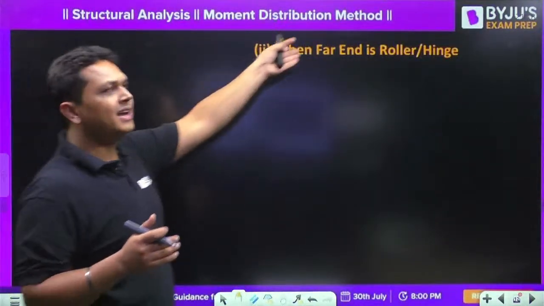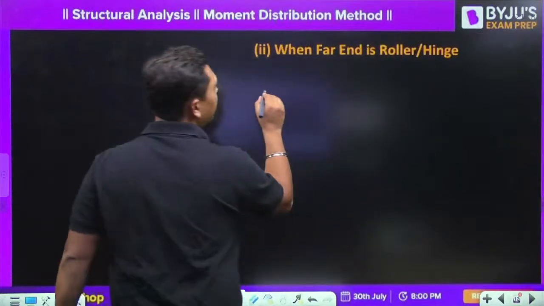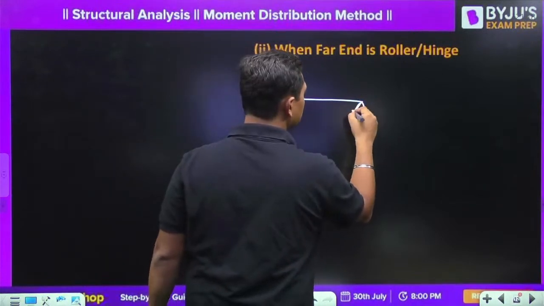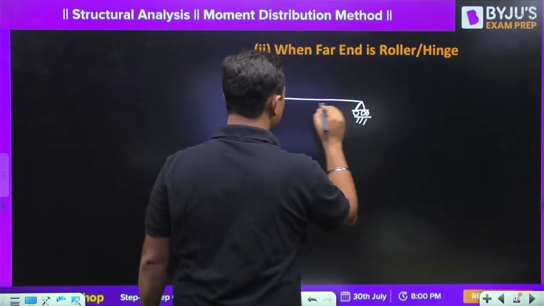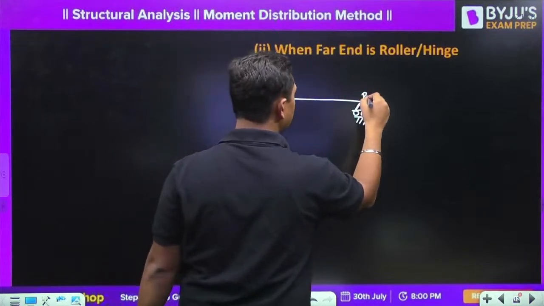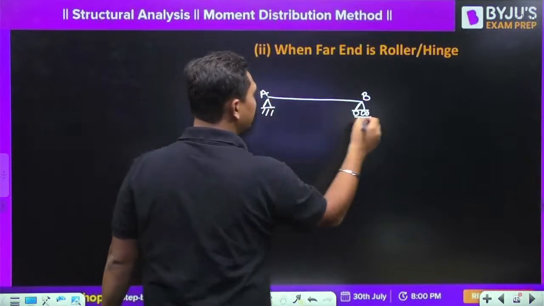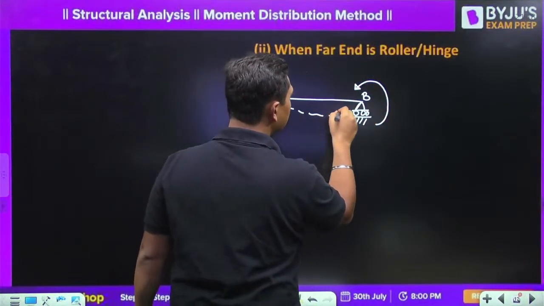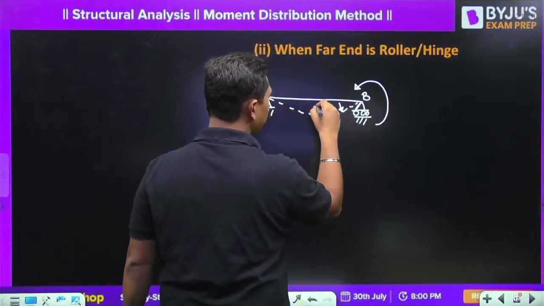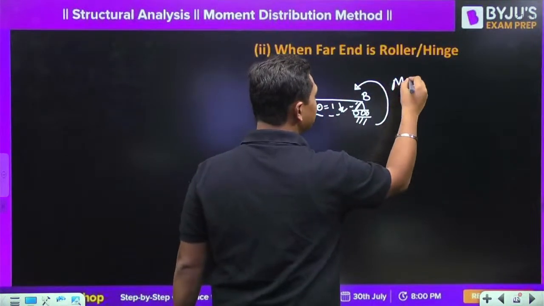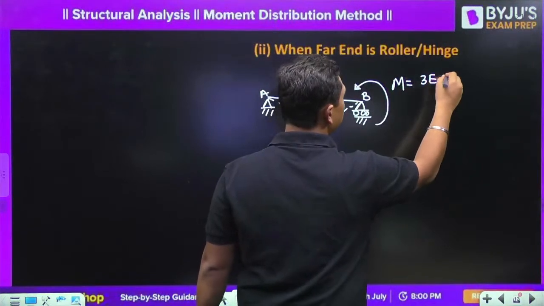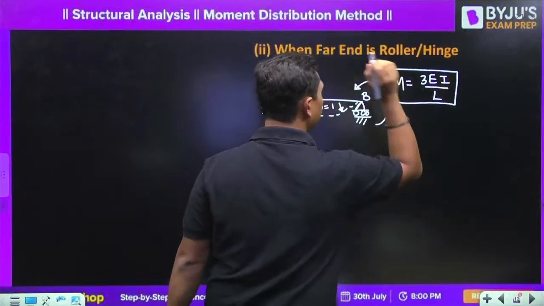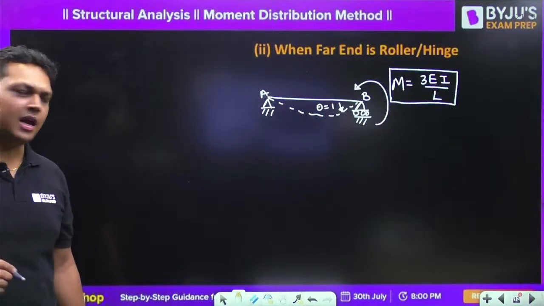Now, suppose the far end is hinged or a roller. In this particular case, what is the moment required to produce a unit rotation at this particular point? This moment is equal to 3EI by L.